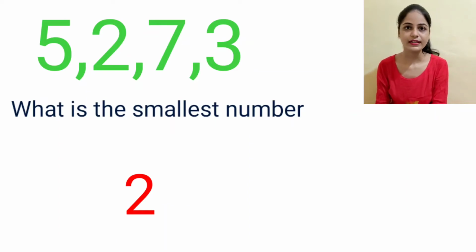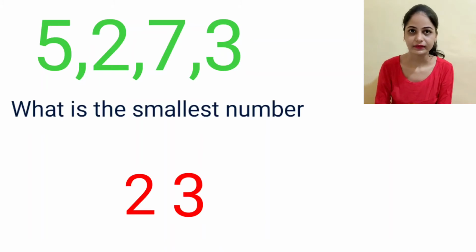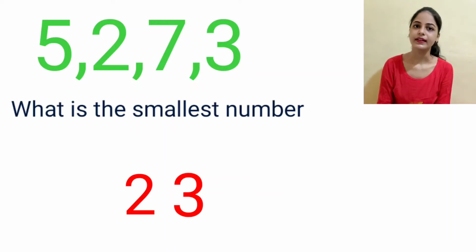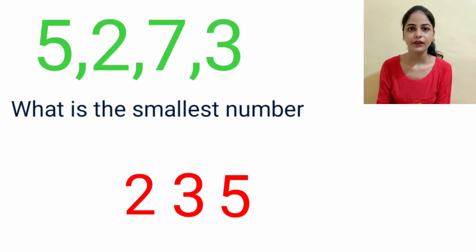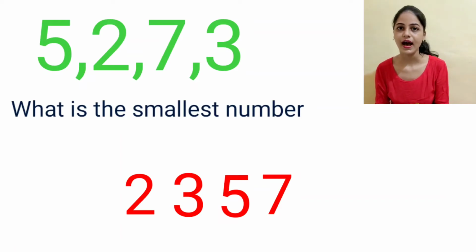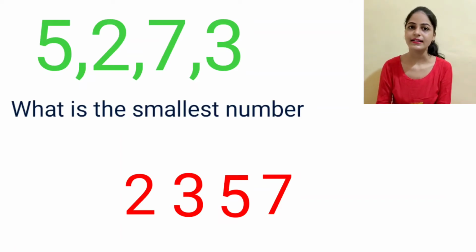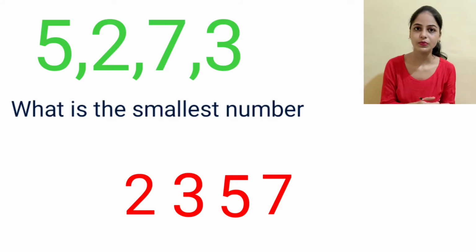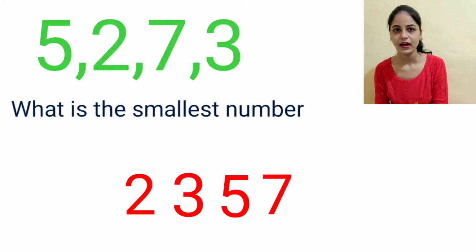The next smallest number is 3. So after 2, the next smallest number is 3. So I have written here 3. The next smallest number is 5 and last is 7. So these numbers are arranged in ascending order, from smallest to the largest.